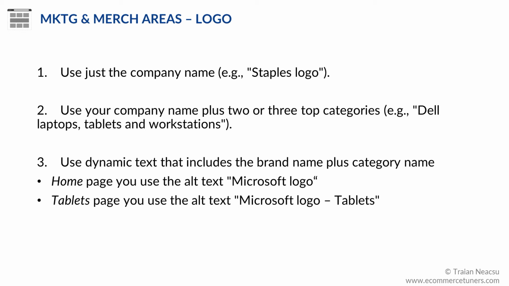Let's look at a few options you can consider for the text describing the logo, whether it's implemented with alt text or image replacement. You can use just the company name. Alternatively, use your company name plus 2 or 3 top categories. You can also use dynamic text that includes the brand name plus a category name. In this case, the text changes from one page to another. For example, on the home page, you will use the text Microsoft logo, but on the tablets page, you will use the alt text Microsoft logo tablets.